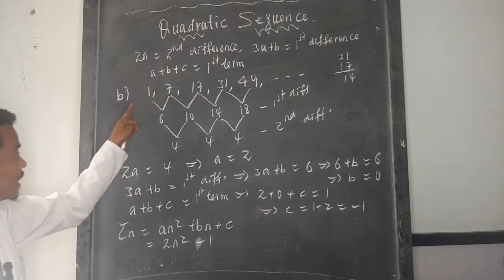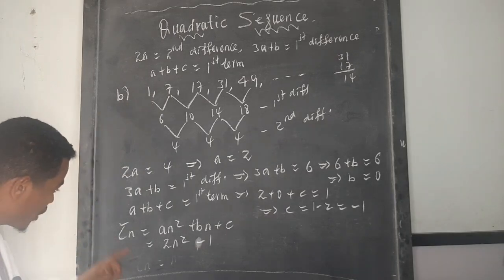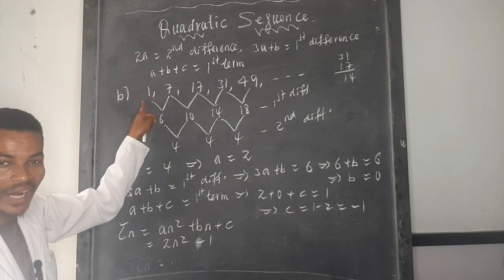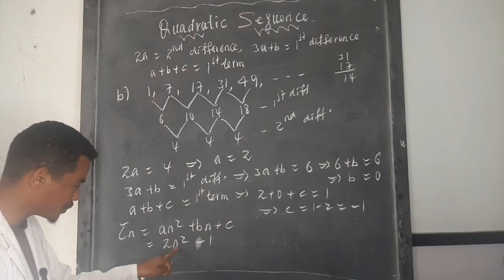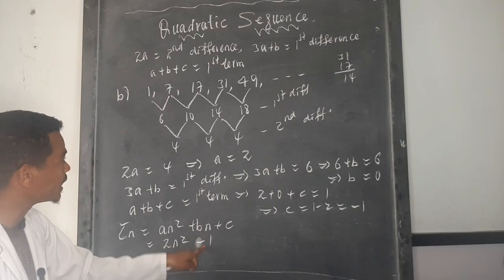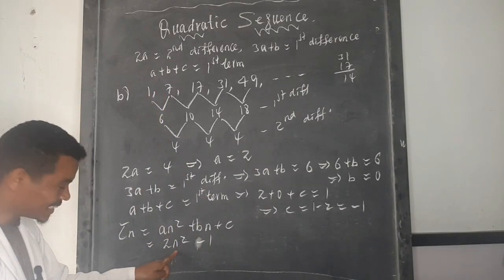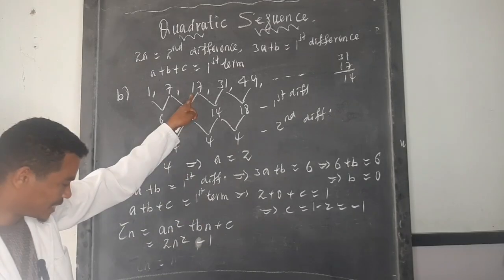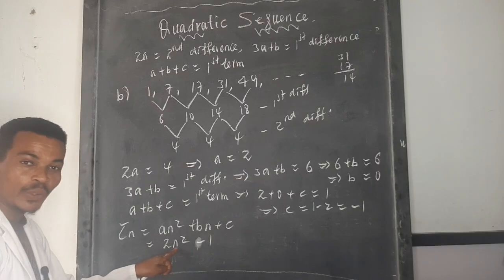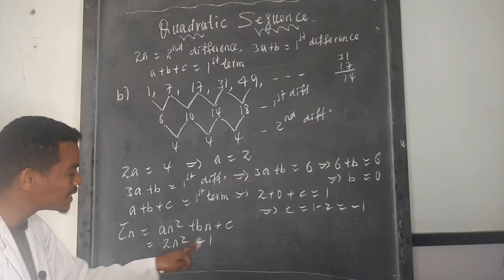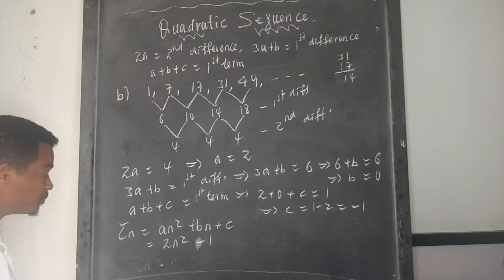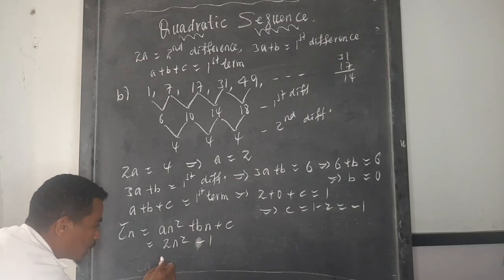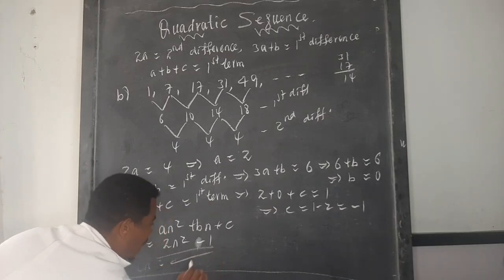Let's check it. T1 means the first term: 2 times 1 square is 2, minus 1 is 1. T2 means 2 square, which is 4, 4 times 2 is 8, 8 minus 1 is 7. And T3, 3 square is 9, 9 times 2 is 18, 18 minus 1 is 17. And T4, 4 square is 16, 16 times 2 is 32, 32 minus 1 is 31. So the nth term of this quadratic sequence is Tn equal to 2n square minus 1.